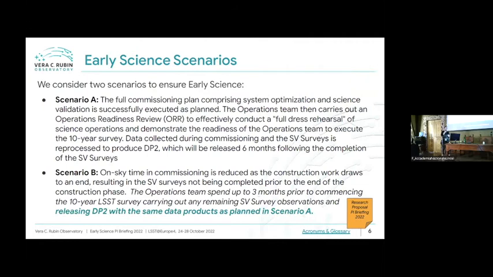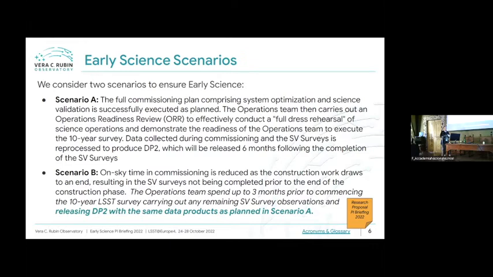So as I've just mentioned, how early science materializes is going to be very dependent upon commissioning. And so in order to plan for success and to take into account the various possible outcomes from commissioning, we considered 2 scenarios. The first scenario is whereby the full commissioning plan, as I just presented, is executed. This includes system optimization and science validation. It's very successful, and the operations readiness review, the end of construction, passes. So the complete plan is executed.